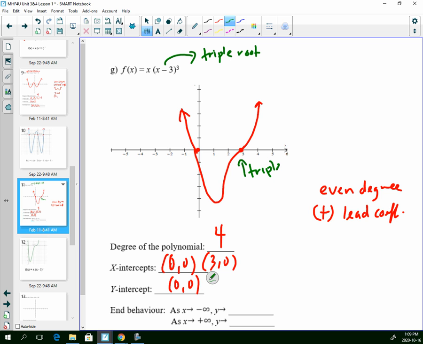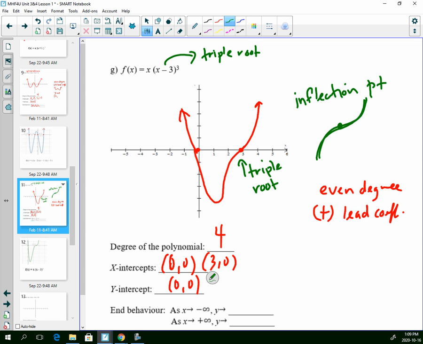So it doesn't go straight through like a straight line. It sort of goes like an S, okay? Sort of has that curve. It's called an inflection point. And an inflection point turns and changes what it's called its concavity. So it goes from concave down to concave up. So it makes sort of like an S. And that's what a triple root does.